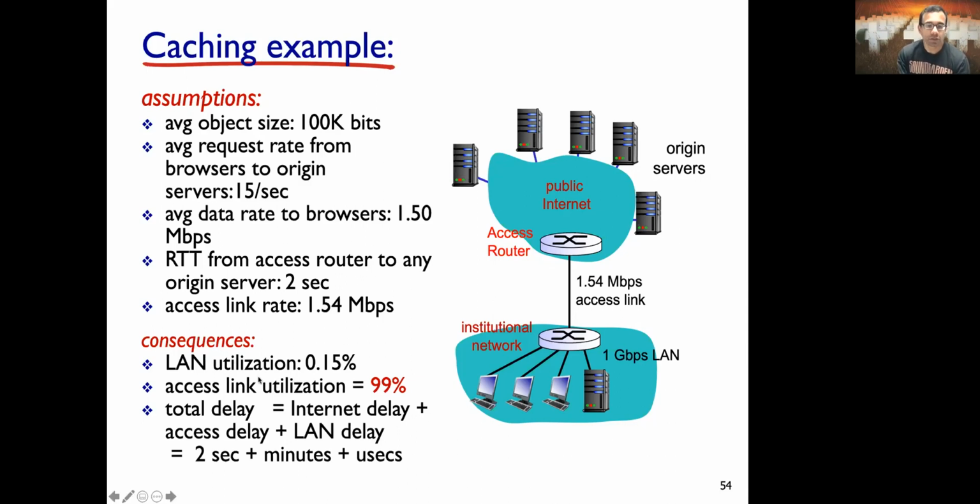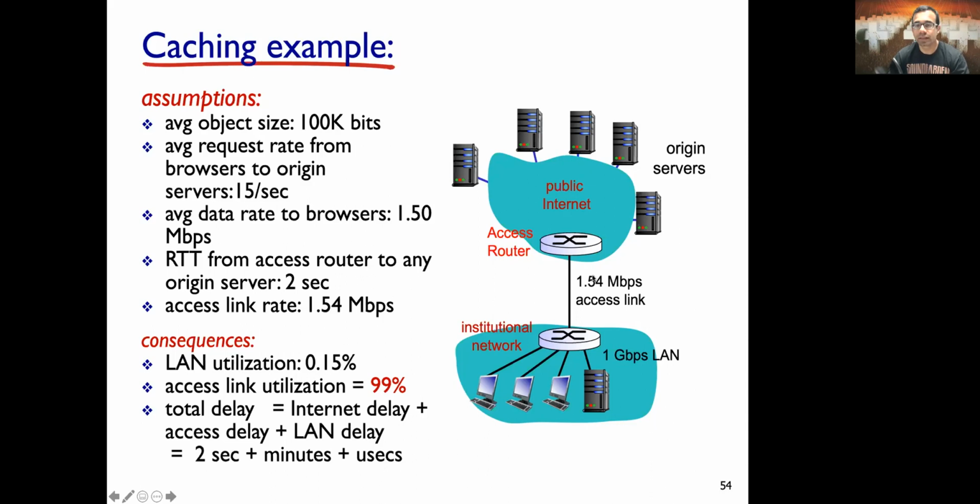So if you look at the total delay to fetch these objects, there are 3 components to the delay. There's a delay incurred on the institution network, a delay incurred on the access link, and a delay incurred on the public internet. Now, we've been told the delay on the public internet is 2 seconds, and we need to figure out the other 2 delays. We are not really looking for exact numbers here, just a ballpark estimate. Given that the institutional network has 15% utilization, you can go back to that picture and see that the queuing delay is going to be extremely low, because 15% is hardly any traffic. So you can estimate that the delay on the local area network is going to be a few microseconds, very low.